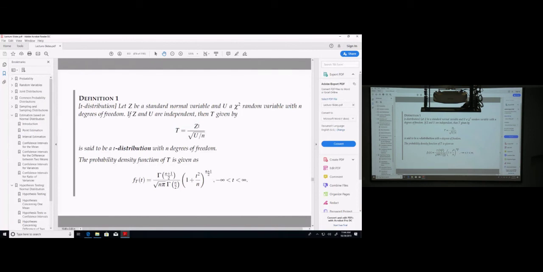So let me repeat. The numerator is a standard normal. And then the denominator involves the square root of a quantity. The quantity is a chi-square of degree of freedom n, normalized by its own degree of freedom. So U over n here. And now you are not considering this, but you are considering the square root of this. Okay. And this is called a t-distribution of n degrees of freedom. So a t-distribution actually comes from a standard normal over the square root of a chi-square divided by its degrees of freedom. All right?